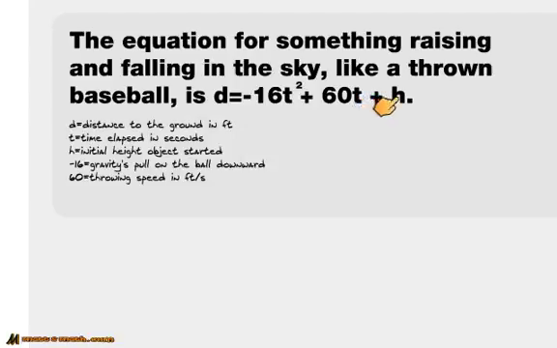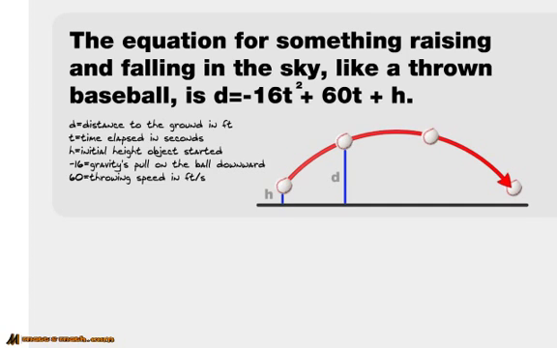H is the initial height, so if I'm 6 feet tall and I throw the ball up from 6 feet high, it goes up, comes on down, and I can find out the distance at a particular time. Pretty cool, huh? Imagine this. Here it is. Here's how tall I am. I'm 6 feet tall. I take the ball.